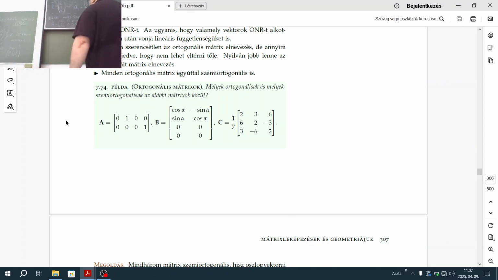So then you have, okay, it's better if I write this way. This is one vector, this is another vector. The scalar product is 0. But this is not a square matrix, so this is not an orthogonal matrix, this is a semi-orthogonal matrix.